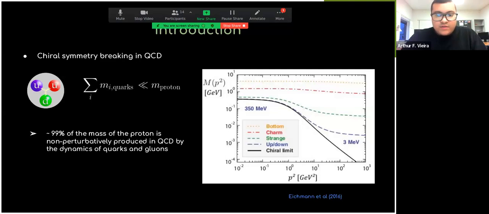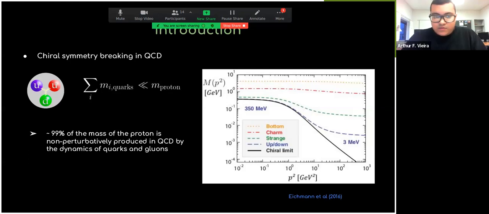One example is in QCD. We know that the proton, for instance, is composed of 3 quarks, but the mass of each individual quark is around a few MeV. But collectively, the mass of the proton is way bigger, around 1 GeV. So there should be some kind of mechanism to generate this additional mass. Roughly 99.9% of the mass of the proton is non-perturbatively produced in QCD by the dynamics of quarks and gluons. And this can be seen in the quark mass function in the right panel.